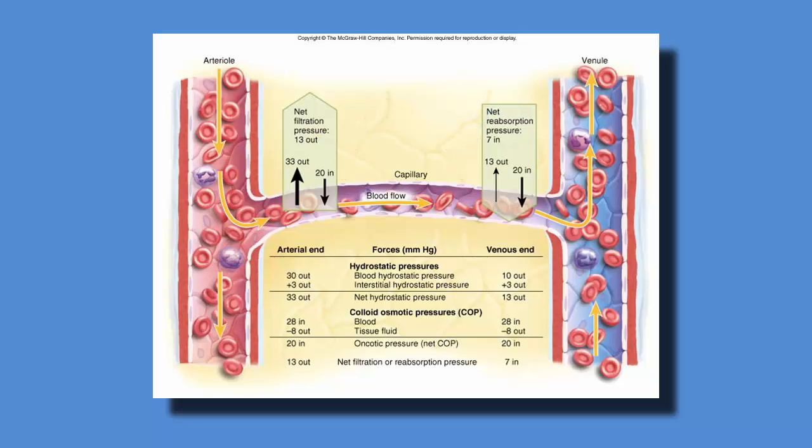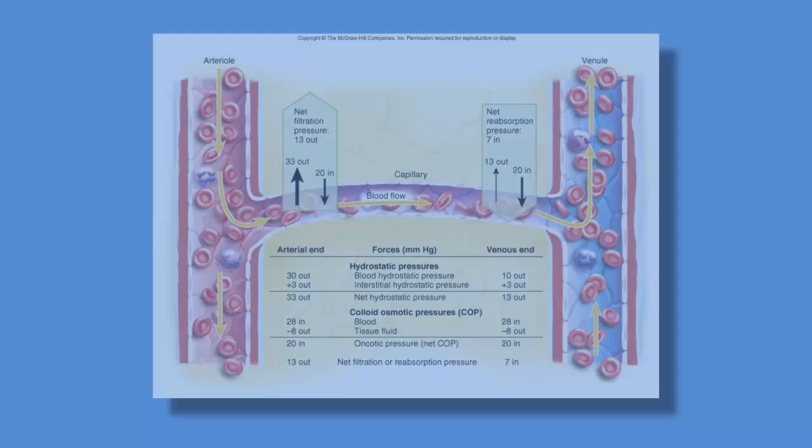In the arterial end of the capillary, the blood hydrostatic pressure is 35 millimeters of mercury, and at the venial end, it is 17 millimeters of mercury. None of the other numbers are important for you at this time. What is most important is whether or not the other forces driving fluid movement can overcome the hydrostatic pressure. So let's look at what those other forces are.